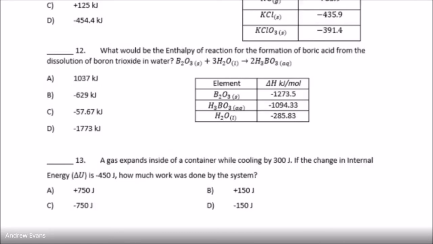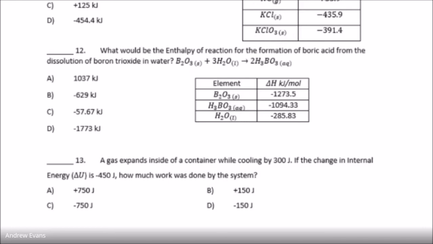So, a gas expands inside a container while cooling by 300 joules. If the change in internal energy is negative 450, how much work was done on the system? This one was a little bit trickier wording, but it's the basic delta U equals Q plus W.